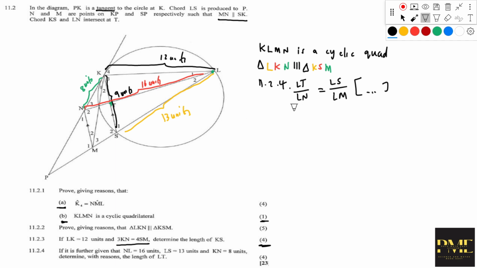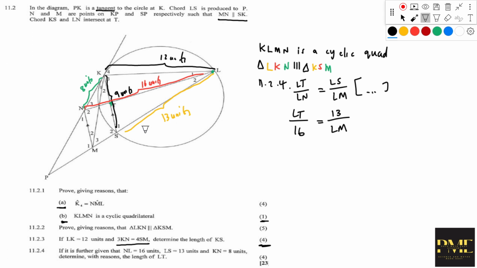So LT is what we want, so we have LT over LN. We know LN is 16 units, so we have LT over 16 units, this will be equal to our LS, which is 13 units, we already have 13, all over LM. LM, here's a problem, we don't have LM. The reason why we don't have LM is because we don't have MS, because if we had MS we would say 13 plus MS and then we would get the full LM.